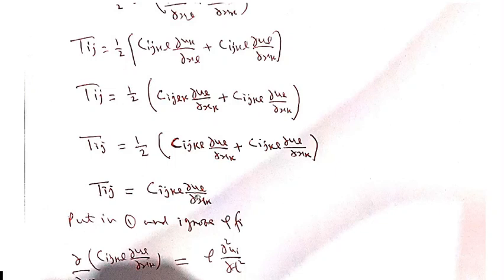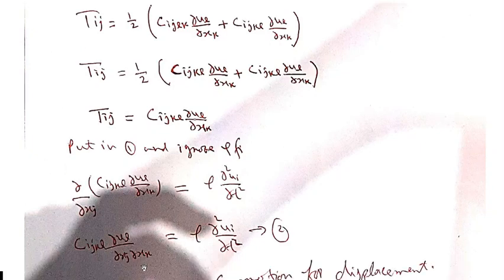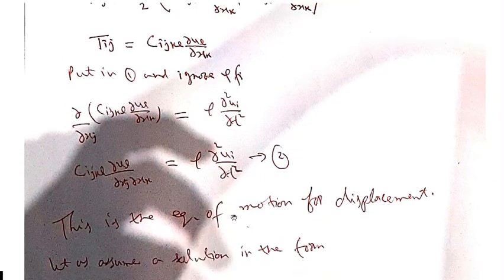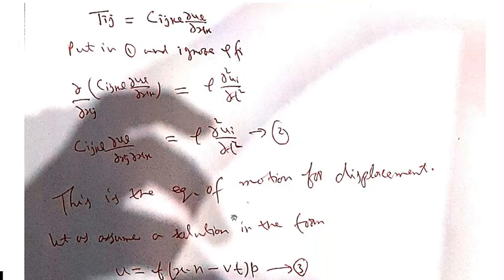Now, use this equation in equation 1 and ignore the body force term rho Fi. Then you have this. This is the constant, and you can write partial square Ul partial Xj partial Xk equals this. This is equation number 2, and this is the equation of motion for displacement. This is the equation for displacement.